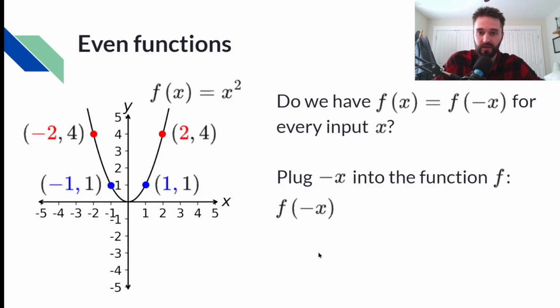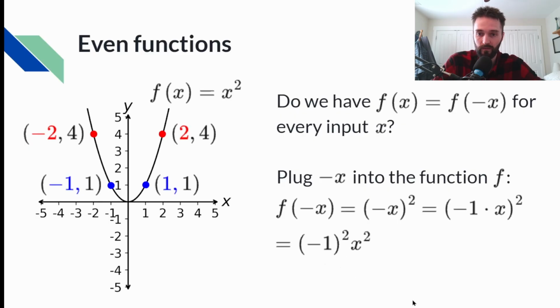F of negative x is equal to negative x whole thing squared, okay? And that is equal to negative 1 times x whole thing squared. All right? Bear with me here. We're going to see if we end up with x squared after the dust settles. All right? There's an exponent rule that we can use to simplify this. We have a product being raised to the same power, right? So what we can do is we can take this power and apply it to each piece of the product. All right? We've seen this before. Okay? So we have negative 1 whole thing squared times x squared.